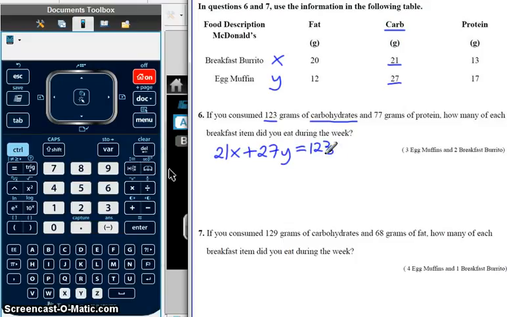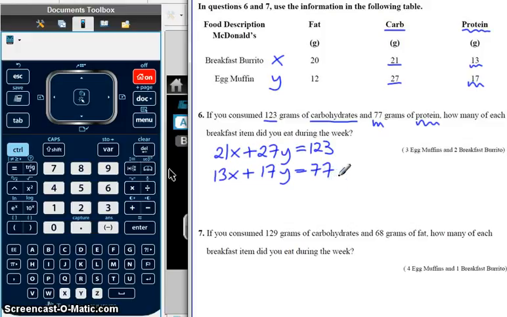And so what we've done here is we've made an equation from this information that we can use to help solve the problem. We're also told 77 grams of protein, and you can pause the video and go ahead and make this equation. So we should see that the protein's over here. So 13 times x plus 17 for each egg muffin, and we're told that the total was 77 for that.